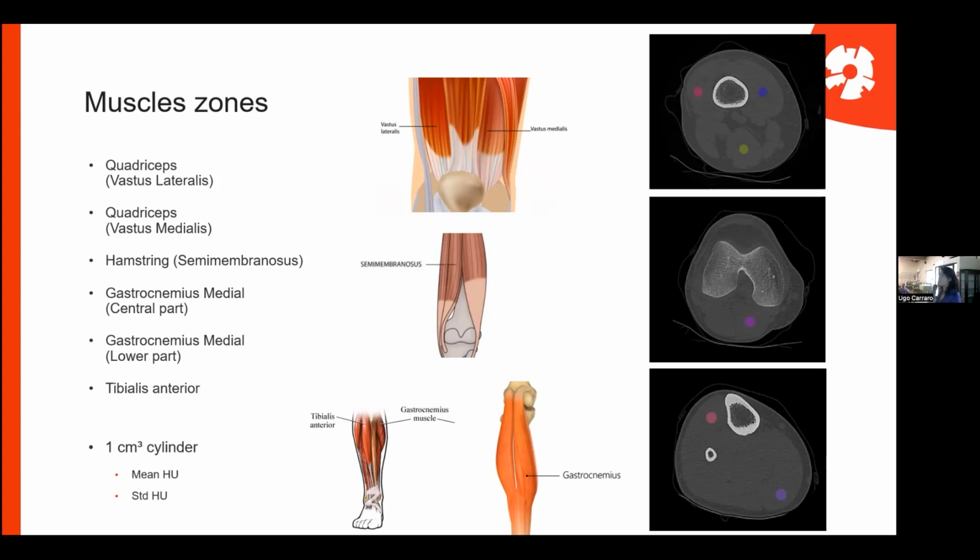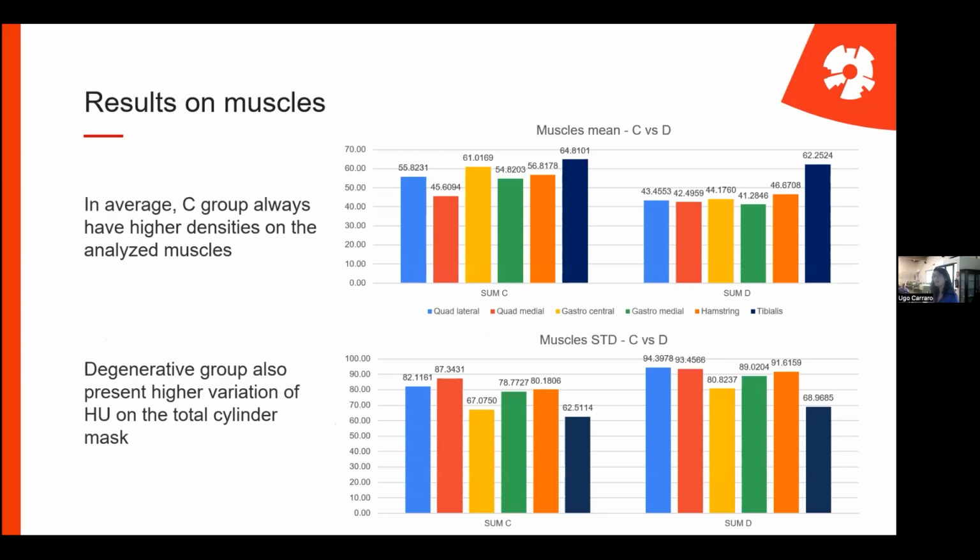We scrolled slice by slice, and we took a one cubic centimeter cylinder mask, and we extracted from this cylinder the mean Hounsfield unit and the standard deviation of the Hounsfield unit, and we analyzed that. Surprisingly, or not so much, we discovered that, on average, the degenerative group always presents a lower density with respect to the control group, but for the tibialis, it was almost the same. This is really interesting to think about.